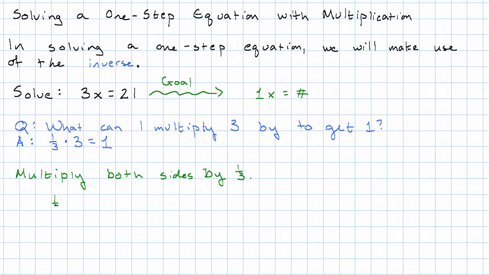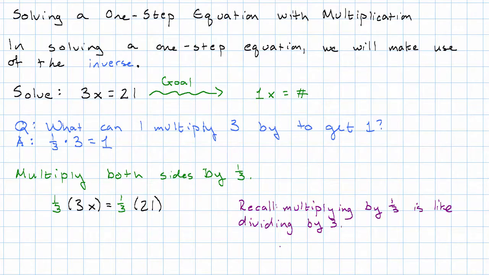We'll take 1/3 times 3x, which should equal 1/3 times 21. Note that you'll probably find the arithmetic easier if you remember that multiplying by 1/3 is like dividing by 3.